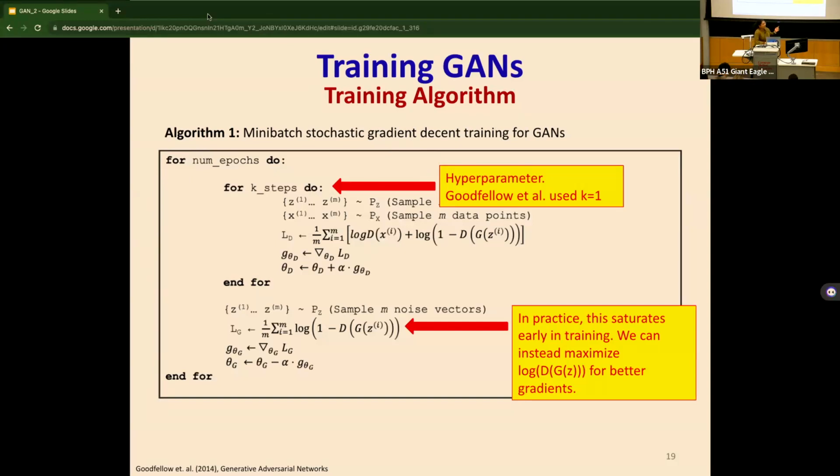Another very interesting thing mentioned in the paper was that the generator tries to minimize log of 1 minus D of G of z, right? But they saw this term actually saturates very early, so the model does not really learn. Because of that, they removed the 1 minus and added a negative sign. So instead of minimizing log of 1 minus D of G of z, they maximize log of D of G of z, and they noticed that this gave them more informed and better gradients. These are good to know things that you can potentially do when you implement GANs.